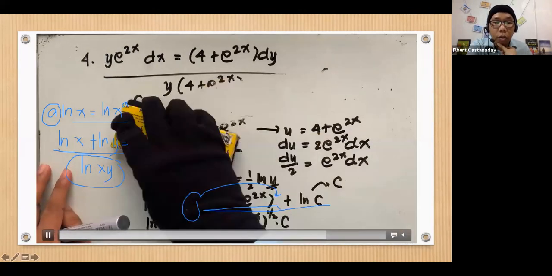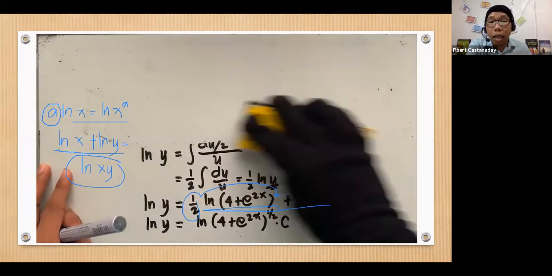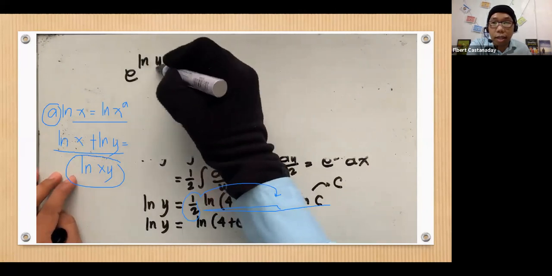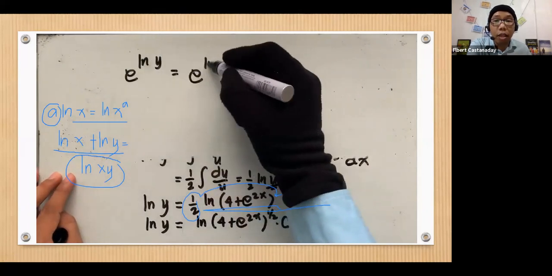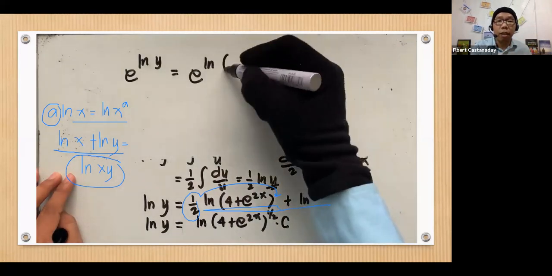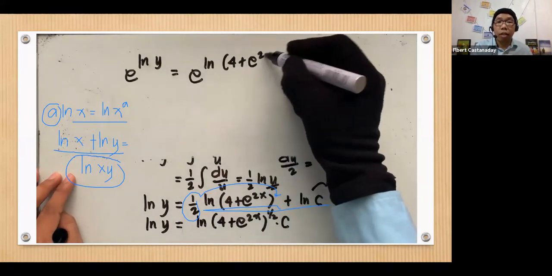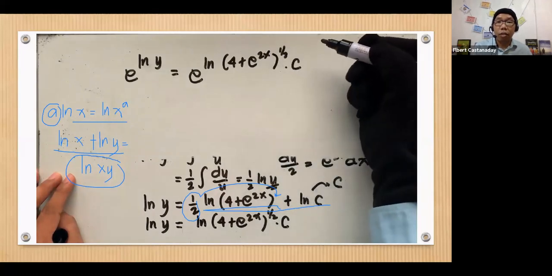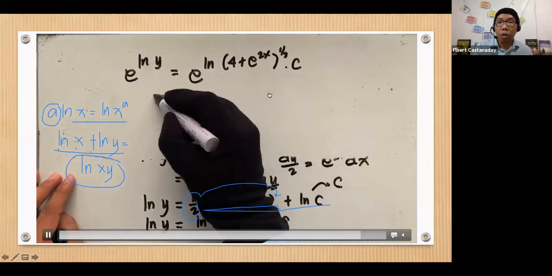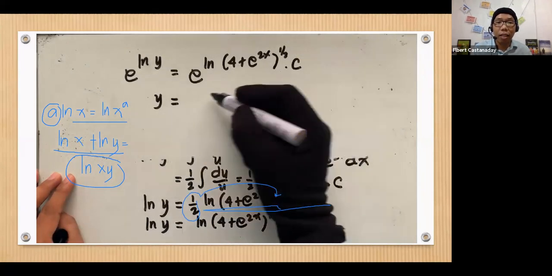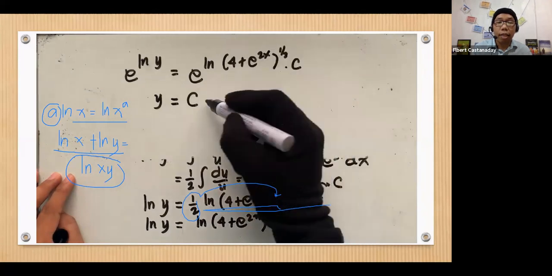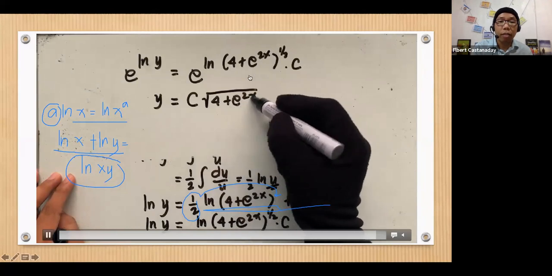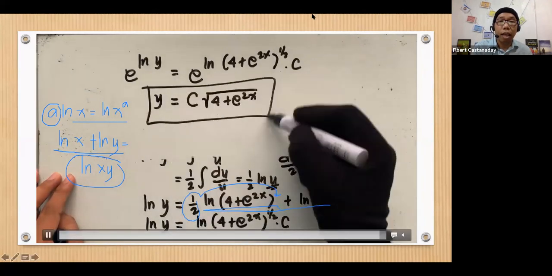Okay, now what we will do is we take the natural logarithm of the entire equation. By doing that, we put e raised to ln of y equals e raised to ln of the product 4 plus e raised to 2x, raised to 1/2, times c. By doing this, we are able to remove the logarithmic function, or ln. So y becomes c times the square root of 4 plus e raised to 2x. Okay, so this is now your final answer.